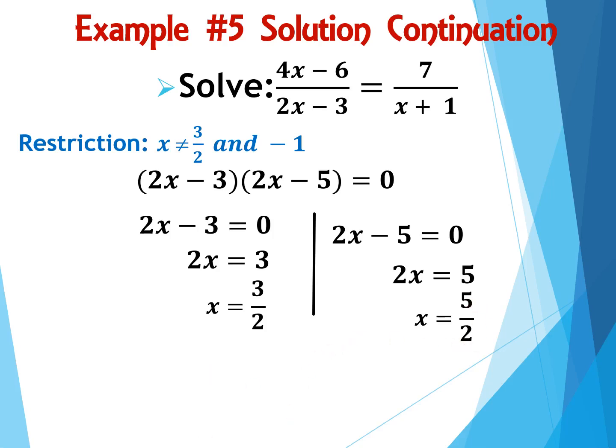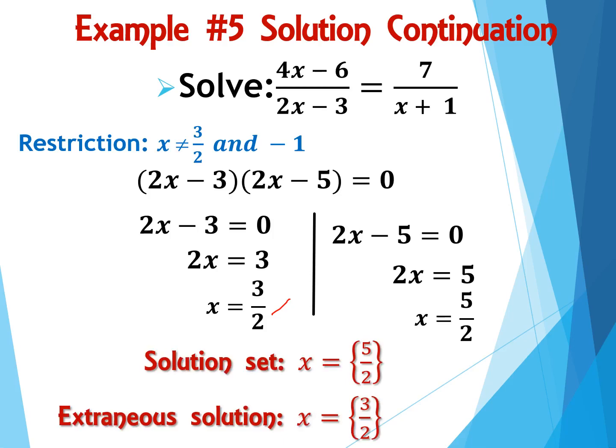Again, our restriction is 3 halves. And we solve for 3 halves, so therefore 3 halves is an extraneous solution, while 5 over 2 is a solution set. So we have solution set 5 halves and extraneous solution 3 over 2.